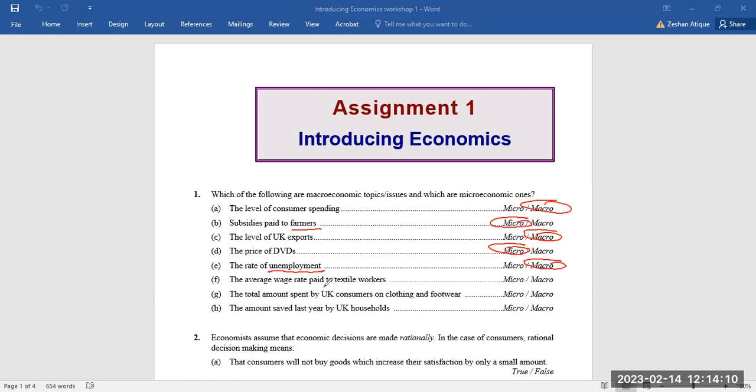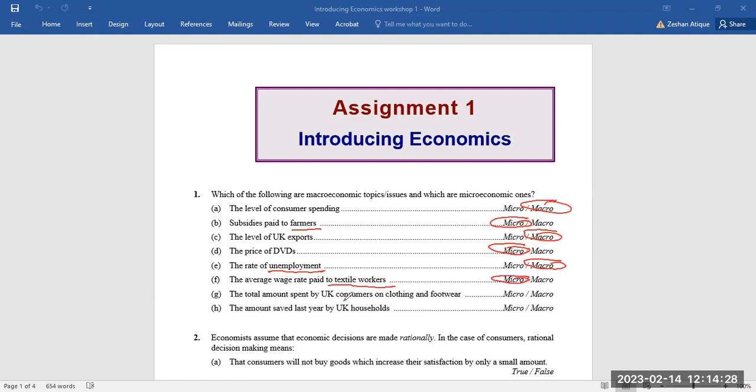The average wage paid to the textile workers. Although we are talking about the overall textile sector, this is not the overall nation. There are a lot of other kinds of workers working in other sectors. We are just talking about the average wage being paid to the textile workers. So this is a micro issue.